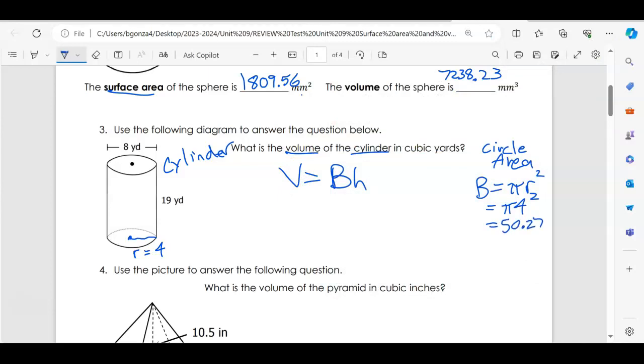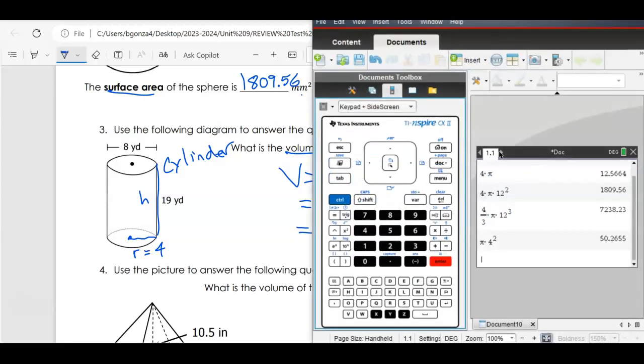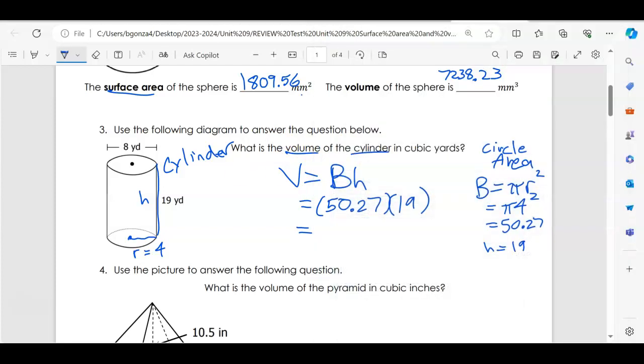And then the height, up and down, is 19. So it's just going to be 50.27 times 19. And we get 955.04 yards cubed, because volume is 3D, so it's the third power.